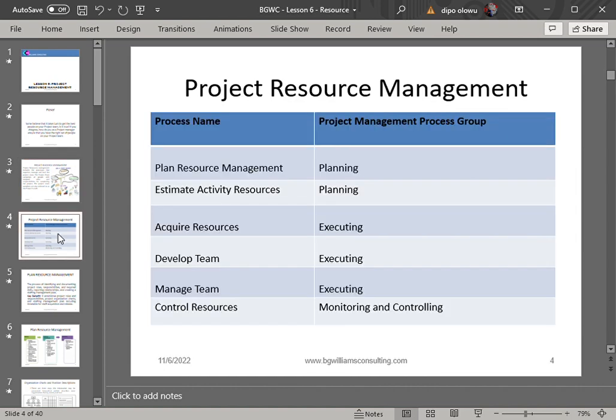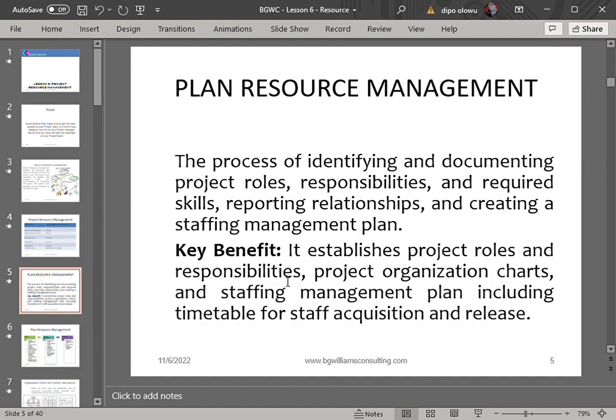Now, in this project resource management, we are going to look at 6 project management processes that we can follow. Number one, as you can see on the screen, we have plan resource management, which is the planning phase. We have estimate activity resources, which is planning phase. We have acquire resources, which is executing. We have develop team, which is executing. We have manage team, which is executing. And we have control resources, which is monitoring and control. All right, so let's pick them one after the other.